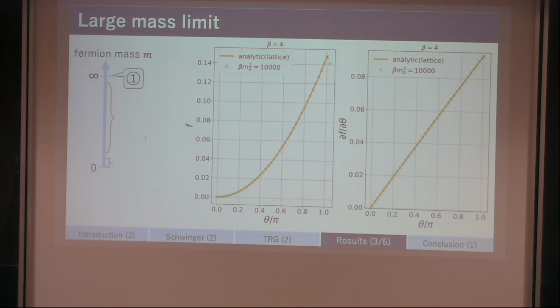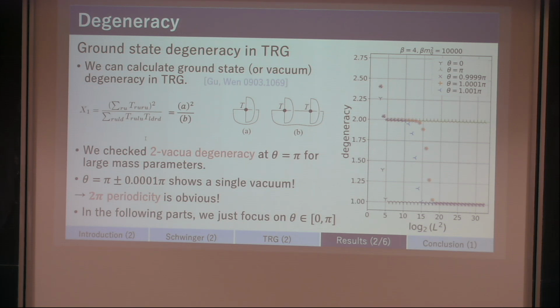But I think at least in the large mass limit, Maxwell theory has a two-fold vacuum degeneracy, it is well known. So if we naively extrapolate from the Maxwell theory in the large mass limit to finite mass, this theory should have the two vacuum degeneracy, even for theta equal to pi.